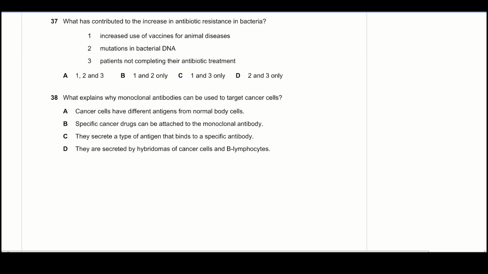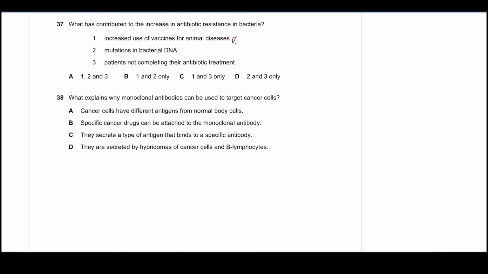7. What has contributed to this increase in antibiotic resistance in bacteria? 1. Increased use of vaccines for animal disease. This is incorrect, because vaccination has nothing to do with antibiotic resistance. 2. Mutations in bacterial DNA. This is correct because a certain mutation happening in the DNA is able to give a certain type of resistance to bacteria for this antibiotic.